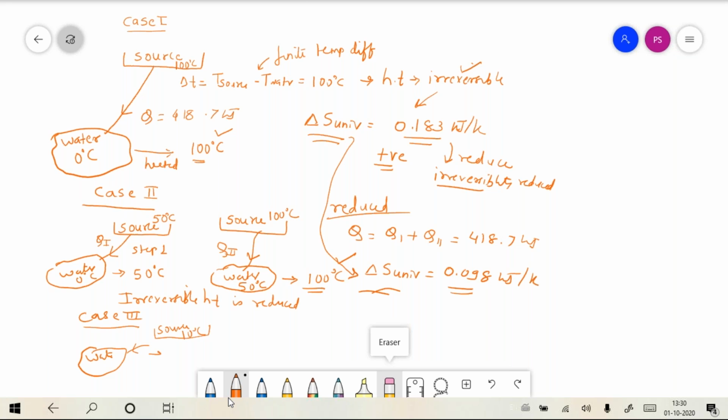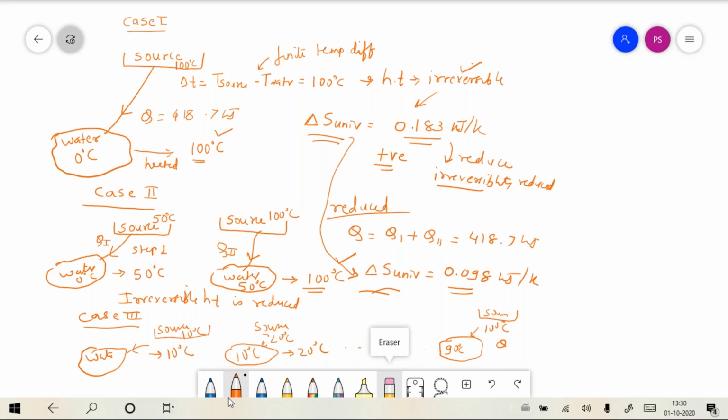This water which is at 10 now, bring it in contact with the source which is at 20 degrees centigrade, the water would get to 20, and so on and so forth. Ultimately, you would be getting the water at, let us say, 90 degrees centigrade, brought in contact with the source which is at 100 degrees centigrade. You will find that in case 3 also the heat transfer remains the same, but the entropy change of the universe would be negligibly small.